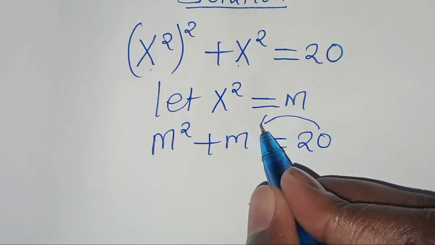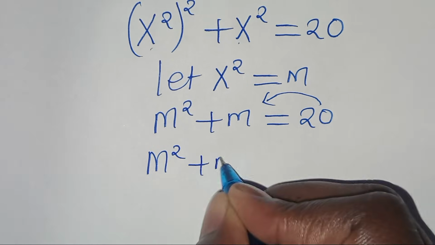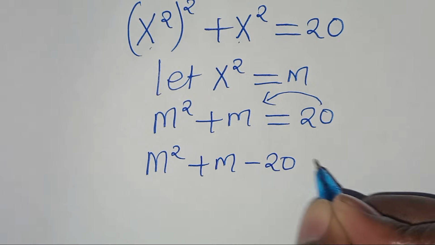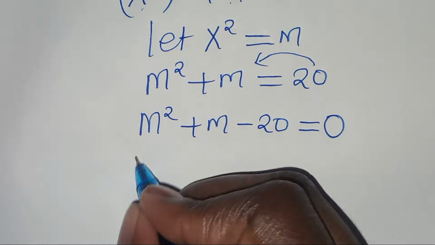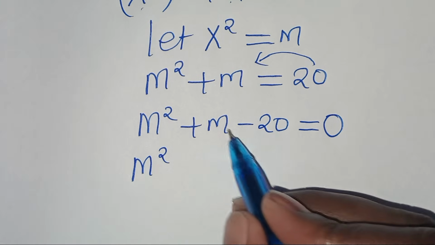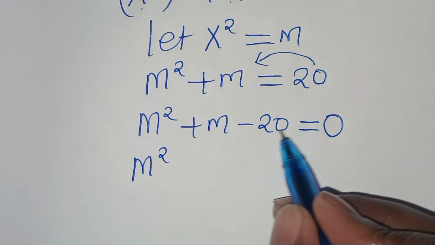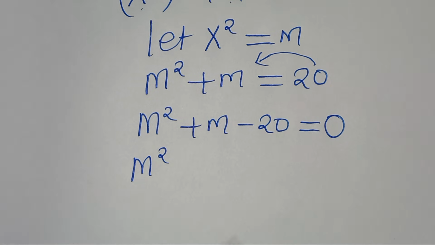Let's take 20 to the left hand side so that we have m to the power of 2 plus m minus 20 is equal to 0. So this is m to the power of 2 plus m minus 20. This is a quadratic equation. We can solve this quadratic equation by the factorization method.